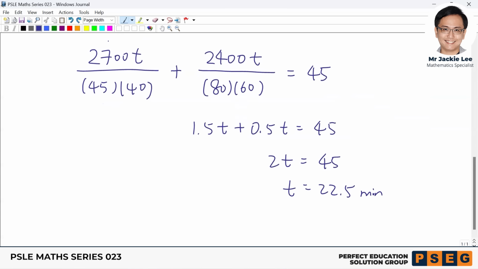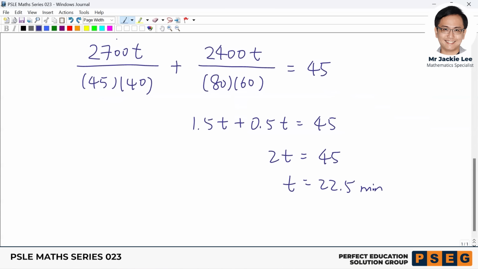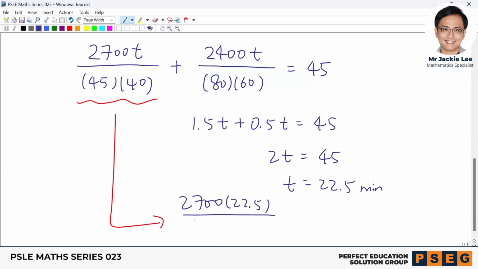Based on this, 2700 times 22.5 divided by again 45 and 40. Pressing the calculator will give us 33.75. Unit is cm.